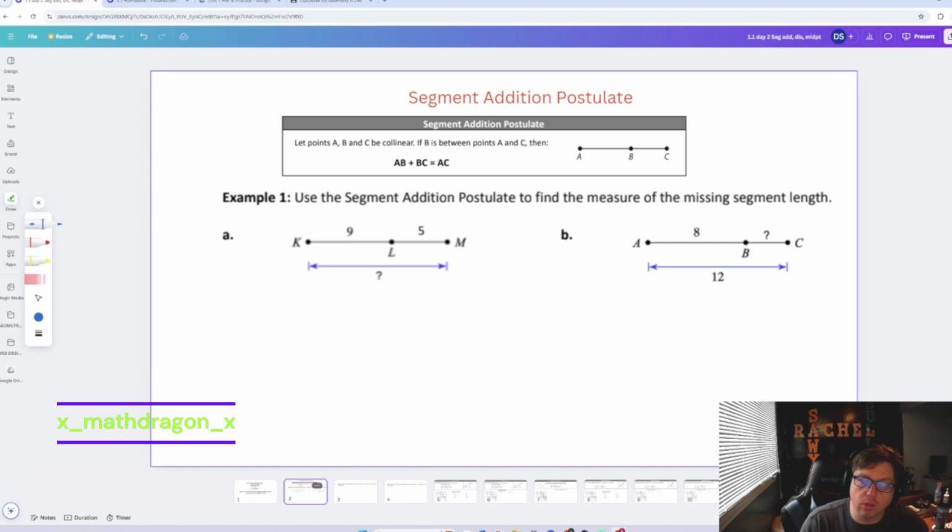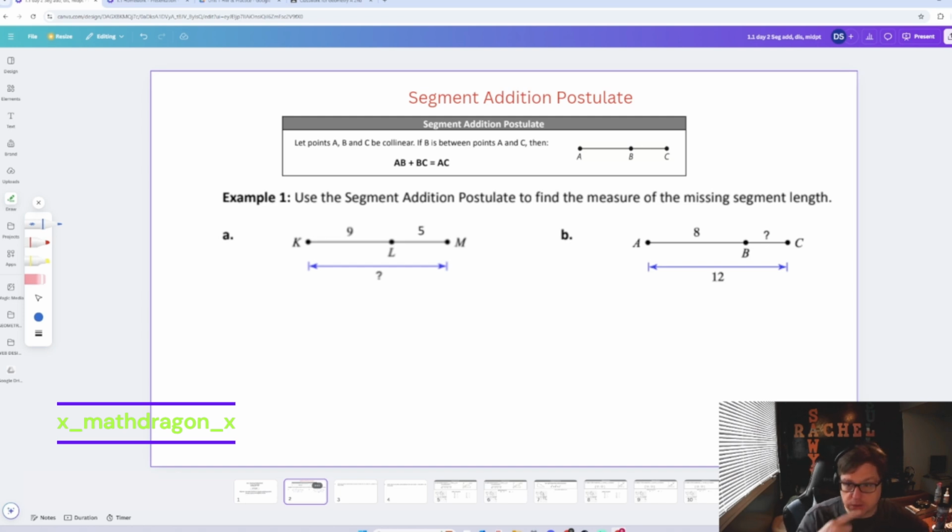Okay? So when we look at this, it says let points A, B, and C be collinear, so they're all in a line. And if B is in between points A and C, then it begs the question of the first piece plus the second piece equals the whole thing. If you think about it in a chocolate bar sense, if I have a first piece of chocolate bar and I chop it to give my friend some, and I have the second piece, putting those two together gives me the whole chocolate bar back. So we're going to use this idea of a piece plus a piece equals the whole thing.